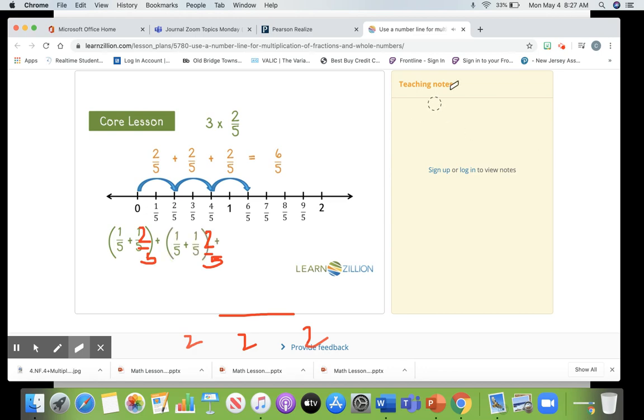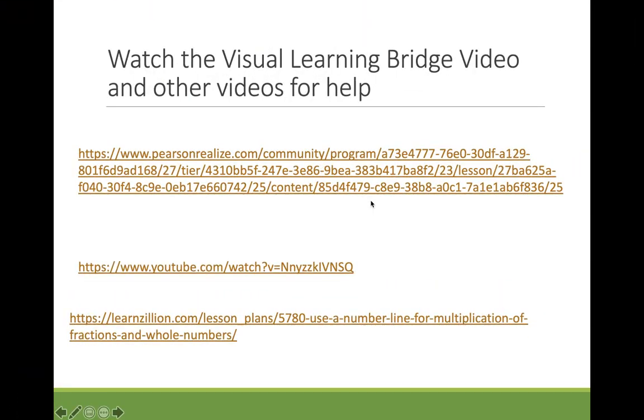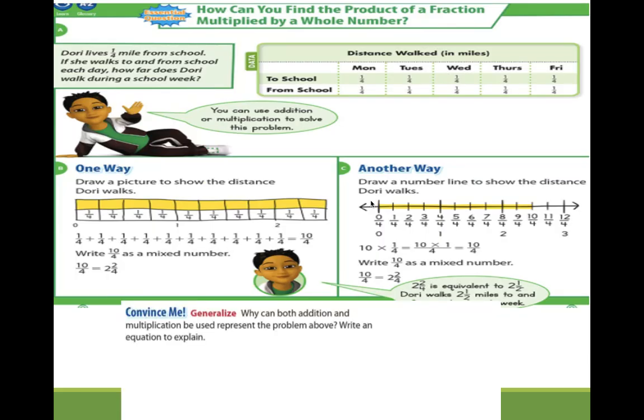All right, so I think you got the gist of it with this. So now after you've watched those videos, here's the convince me. And you can watch those videos as many times as you need to make sure that you understand what's going on. So it says, why can both addition and multiplication be used to represent the problem above? So this is our problem from our convince me, and you can see that we use addition and multiplication.